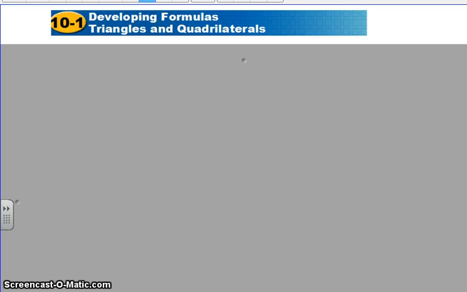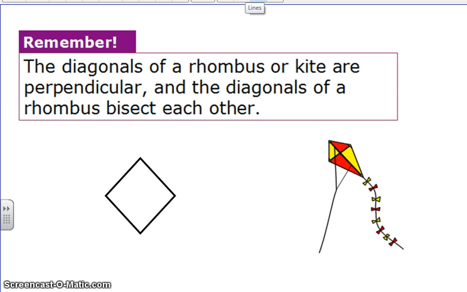Okay, geometry, this is the second day of chapter 10, section 1, where we're developing formulas. And today we were going to talk about the rhombus and the kite, right? Okay, so here we have a little reminder that the diagonals of a rhombus or the diagonals of a kite are both perpendicular. And in the case of a rhombus, the diagonals bisect each other.